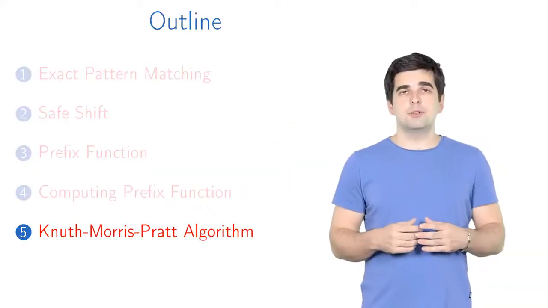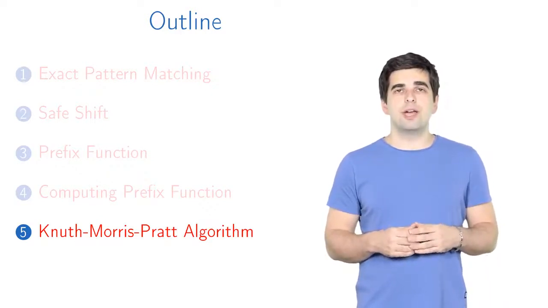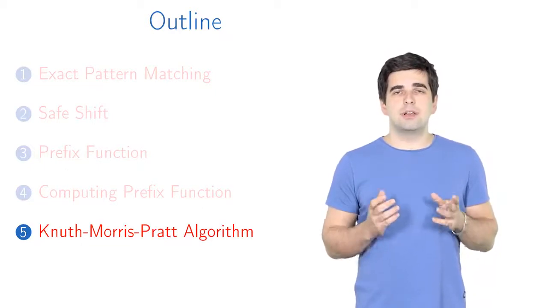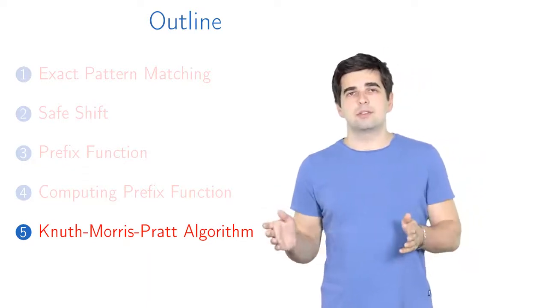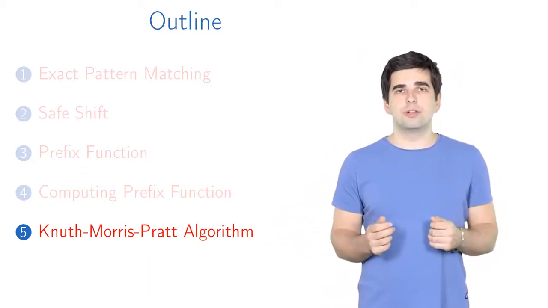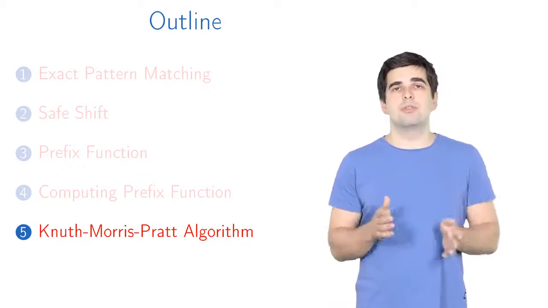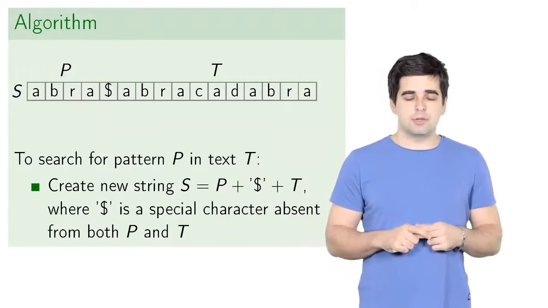Hi! In this video you will finally learn the Knuth-Morris-Pratt algorithm that allows you to find all the occurrences of a pattern in the text in time linear in terms of the length of the pattern and the length of the text. So instead of the product of those lengths, as in the brute force algorithm, we will need just the sum of those lengths to find all the occurrences. The algorithm goes as follows.